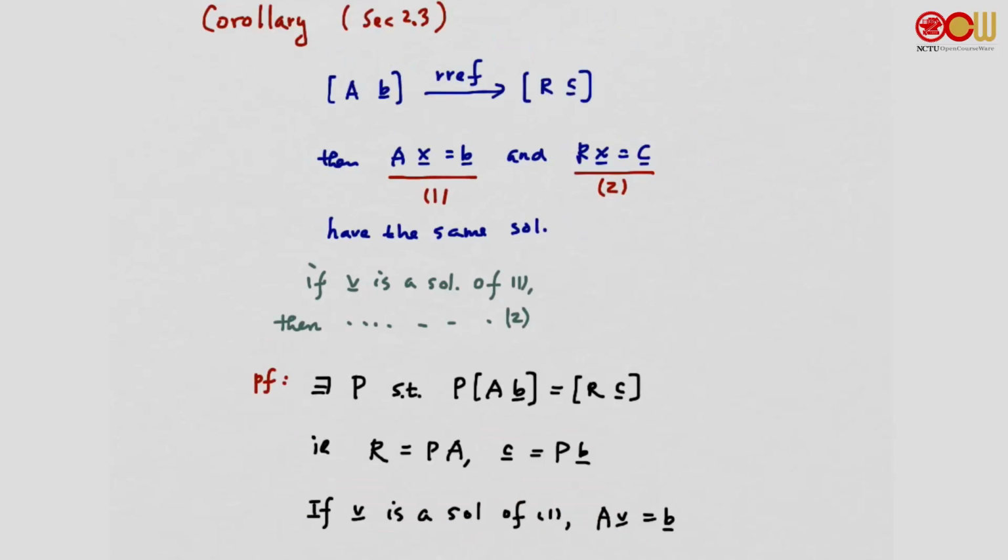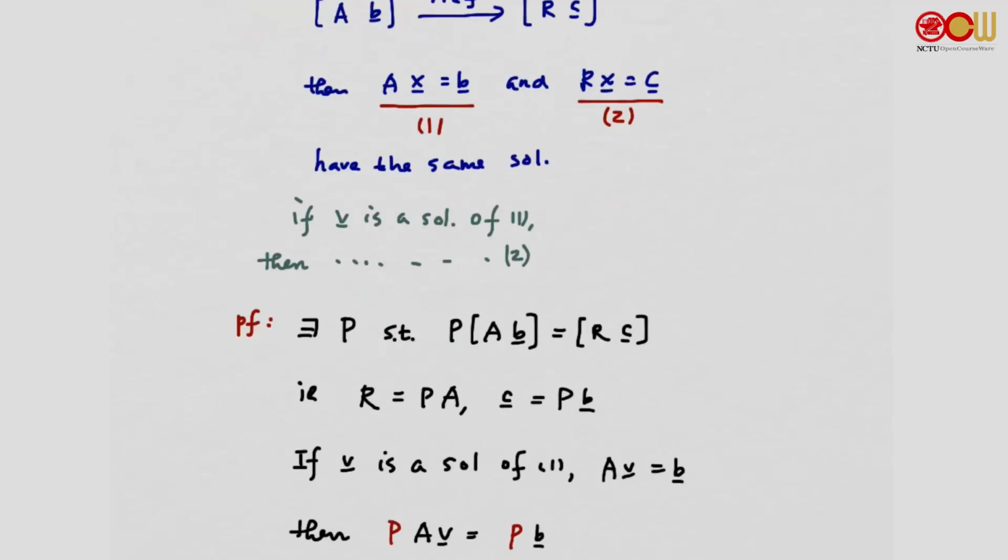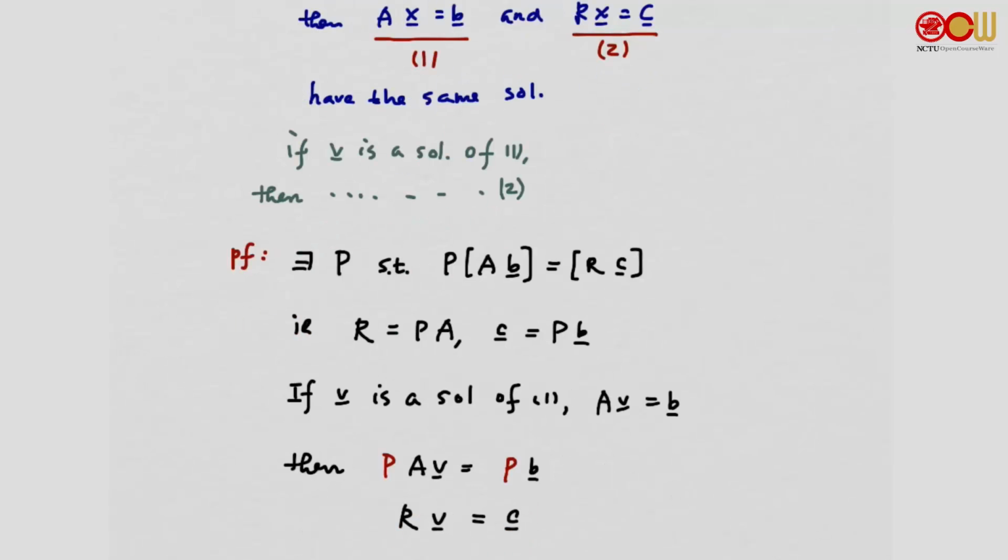Now suppose that V is a solution of system 1. If it's a solution of system 1, then of course it satisfies AV equal to B. Now we want to show it also satisfies system 2. To make a connection with system 2, let's multiply P on both sides, P on this side and P on the other side. PA is equal to R, right? And PB is equal to C.